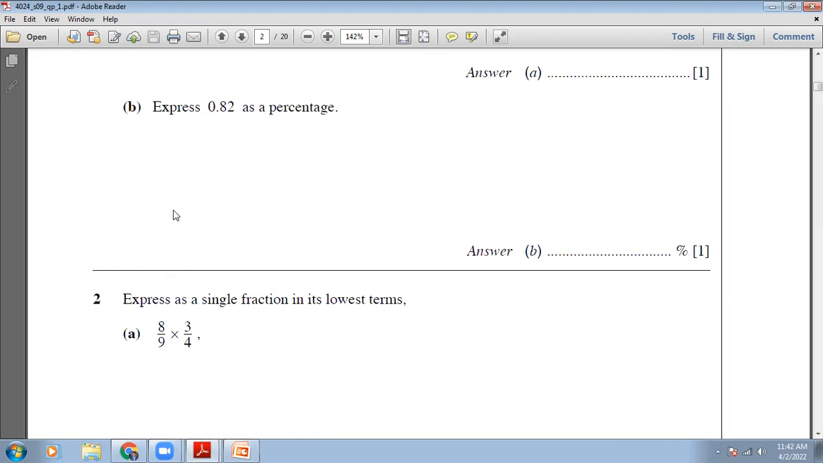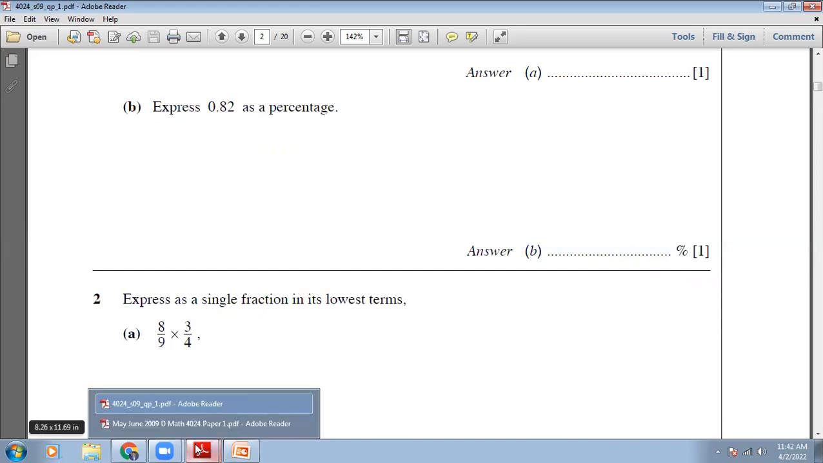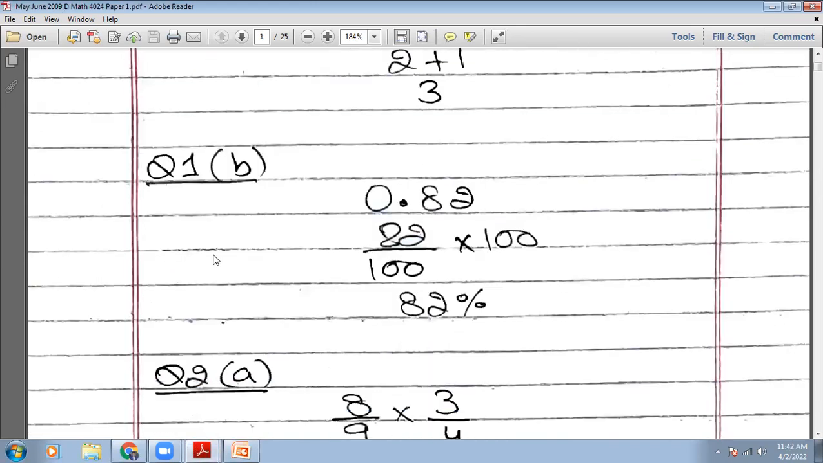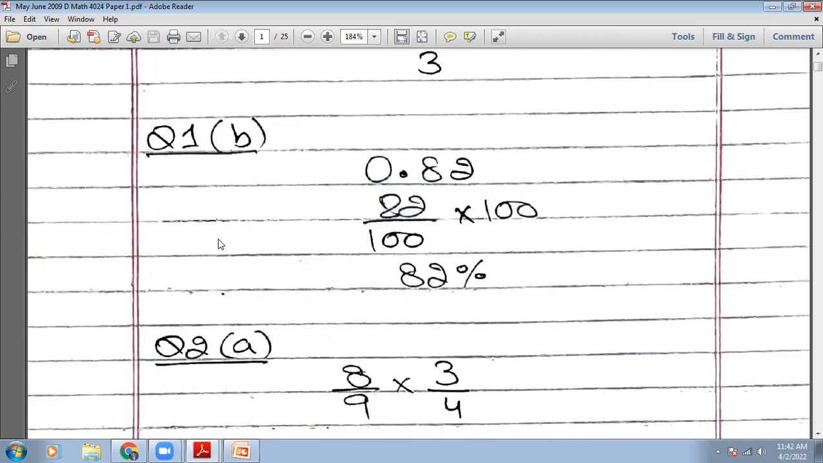Next question. He says, express 0.82 as a percentage. I will remove the decimal, and in place of the decimal, I will write 1 downstairs. After the decimal there are 2 digits, so I will put 2 zeros. To convert it into a percentage, I will multiply it by 100. 100 and 100 cancel each other, so you get the answer 82%.